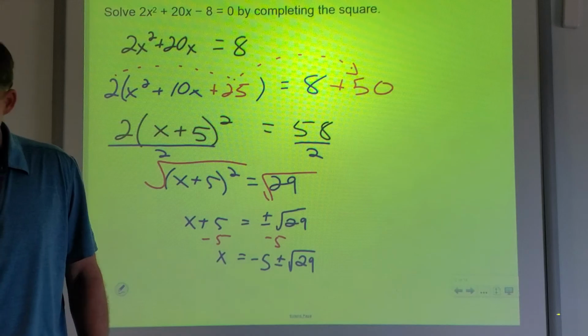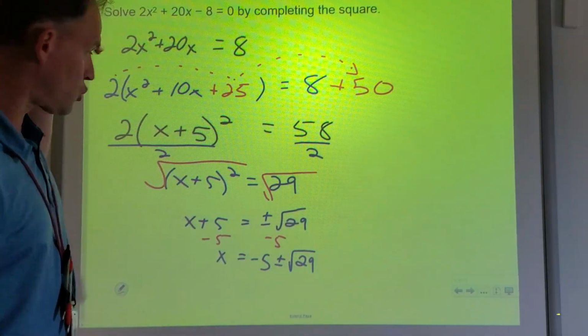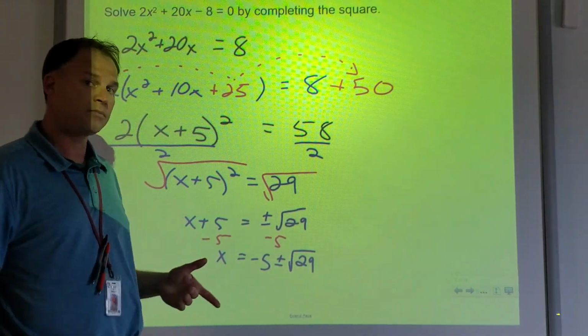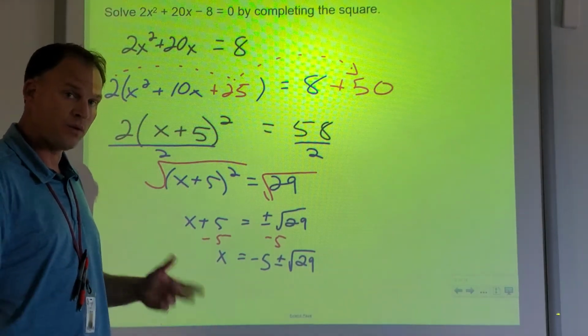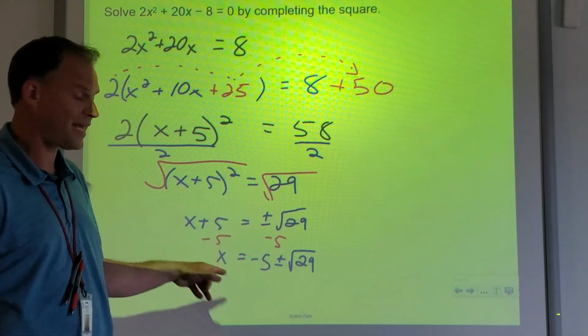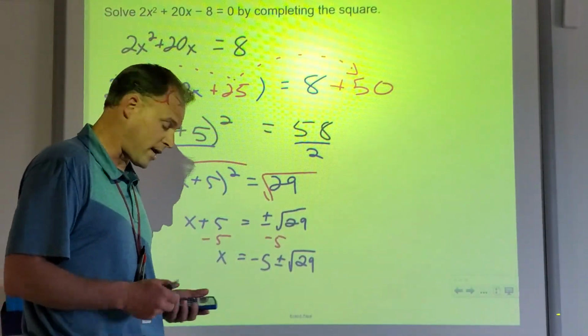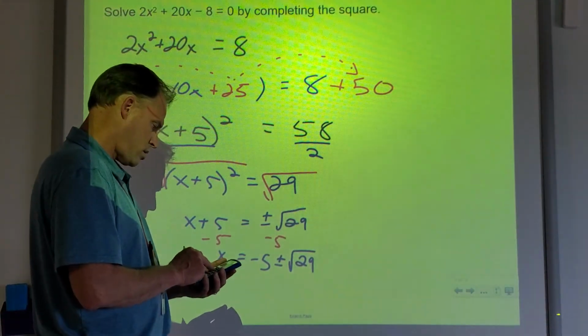I mentioned the other day, traditional textbooks would keep our answer just like that. This textbook, if it comes out ugly, they want you to grab a calculator and punch that in as 2 different answers. So, again, you need a real calculator. I've been telling you all year.